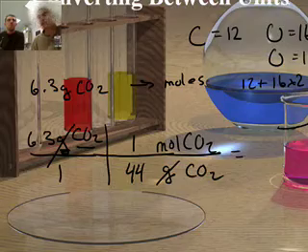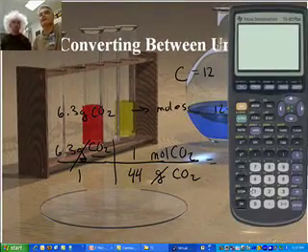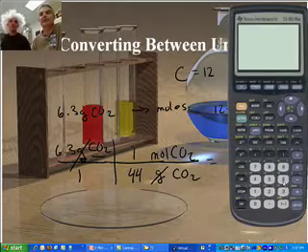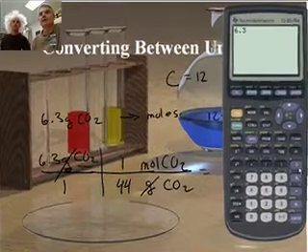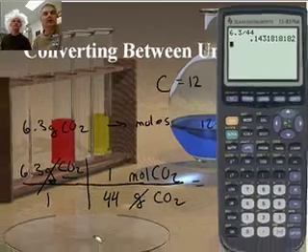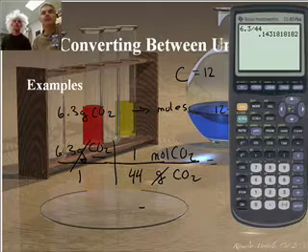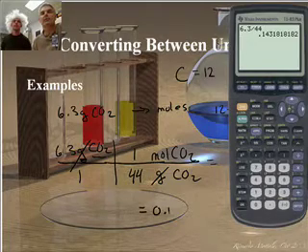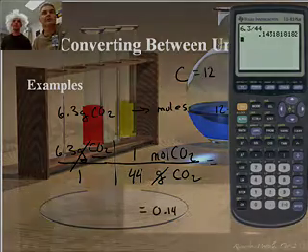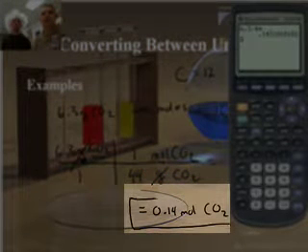There we go. Okay, so the number on the bottom is there, so we should get our calculator out and do that. We're going to take 6.3 and divide it by 44. And that's it. That's equal to 0.14 moles of carbon dioxide, of CO2.